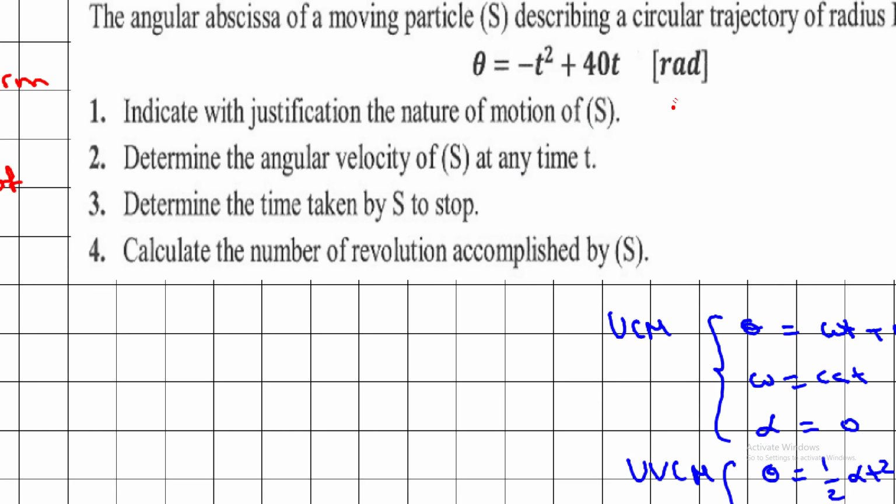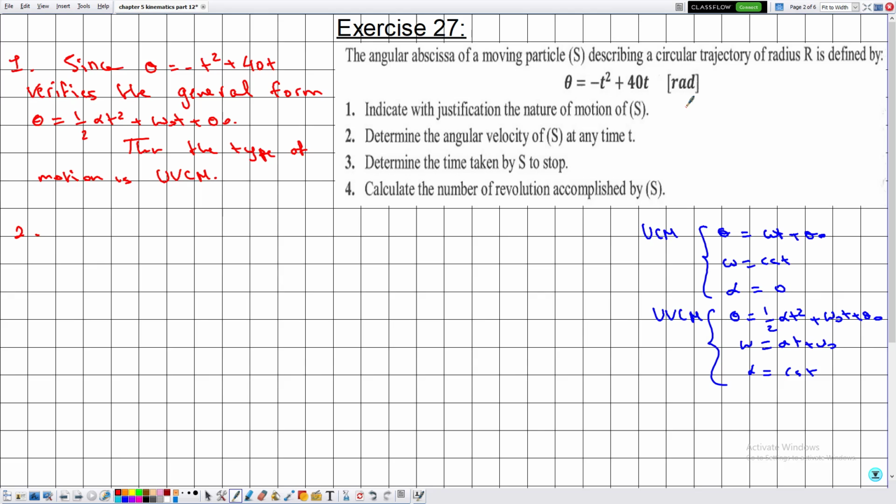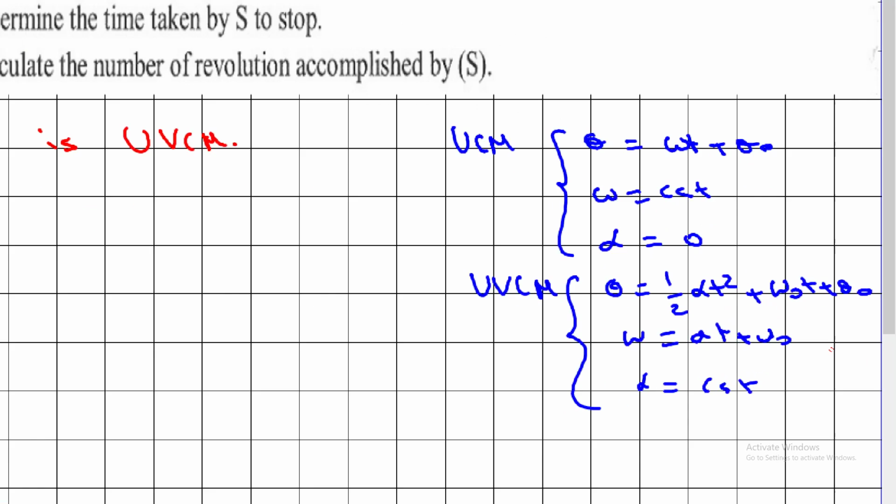Now in number 2 they are telling me to determine the angular velocity of S at any time t. Recall that in the case of rectilinear motion, the velocity is determined by referring to the type of motion. So here, since the type of motion is UVCM, then we can use the following equations.